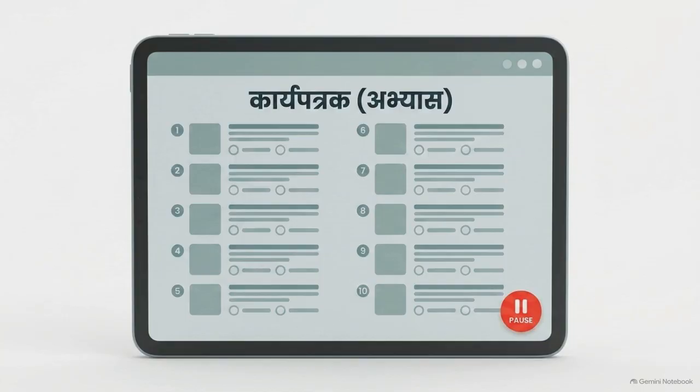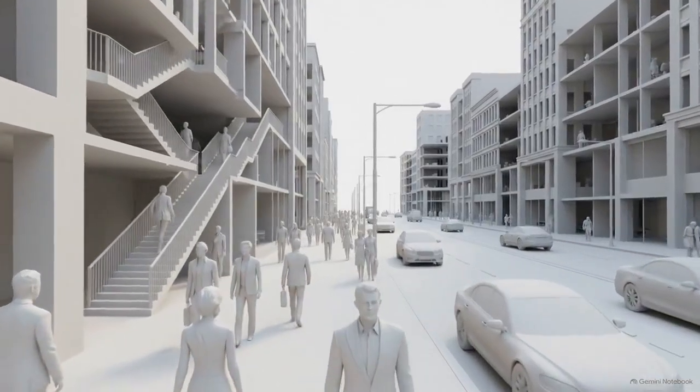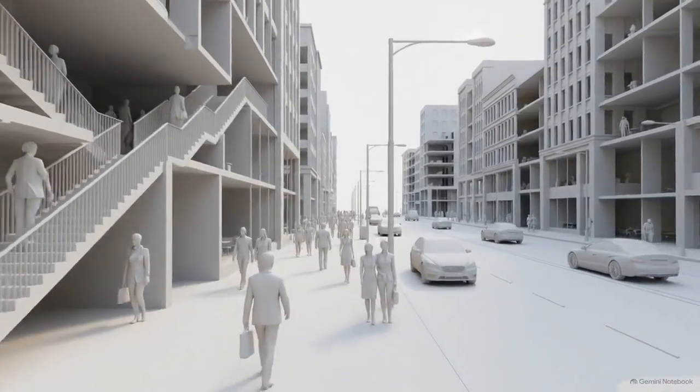Now let's put that understanding to the test. Pause the video here and take a moment to answer these questions. Every day, we use the logic of science as a practical toolkit to decode the reality happening right in front of us.